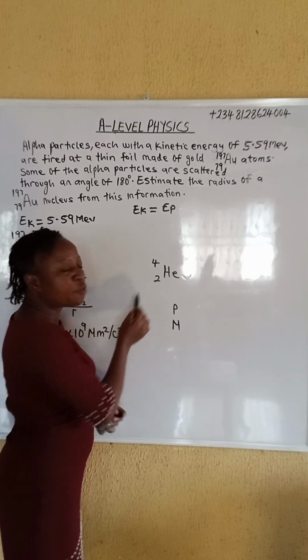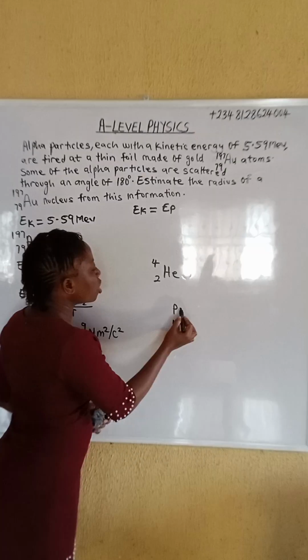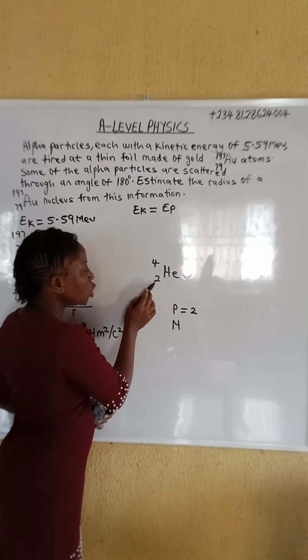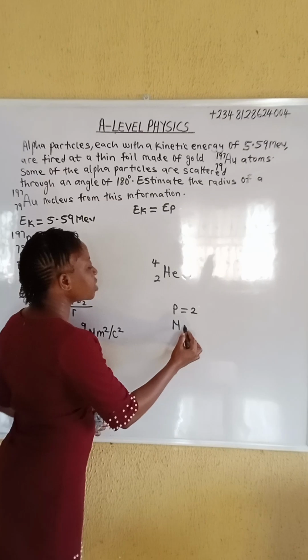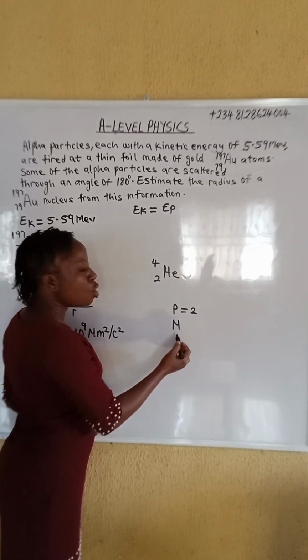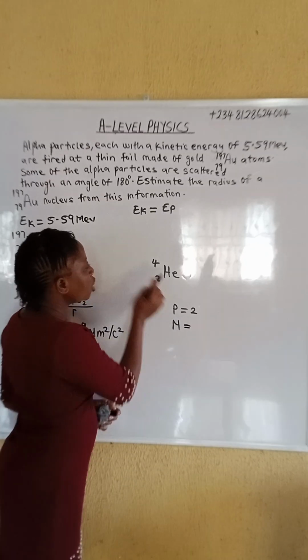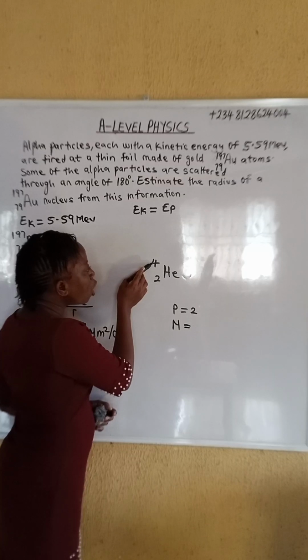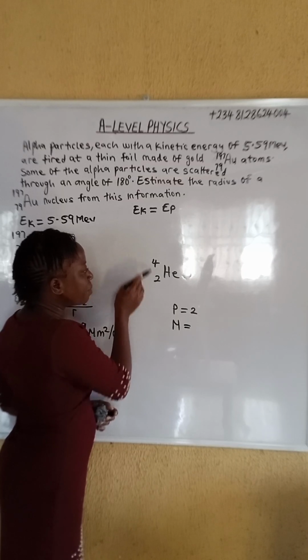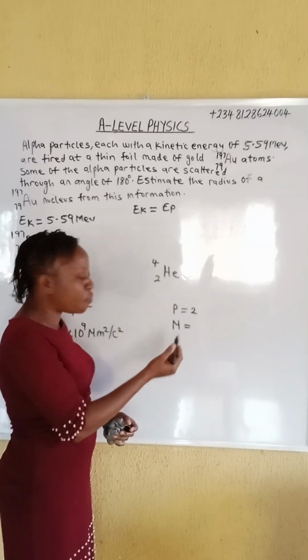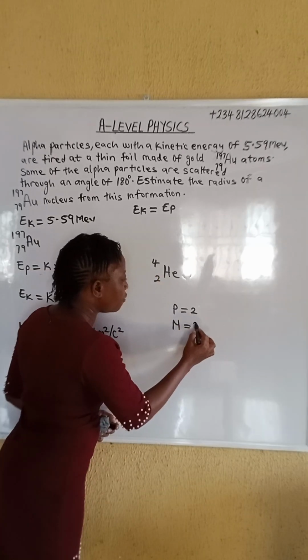Then what is the number of protons? The number of protons equals 2, because the number of protons is equivalent to the atomic number. Then what is the number of neutrons? Neutrons will be equal to 4 minus 2, that is the mass number minus the atomic number, or the number of protons. So 4 minus 2 will give us 2.